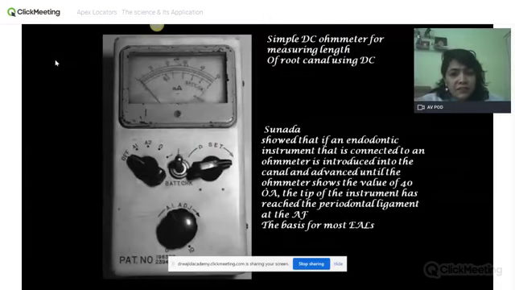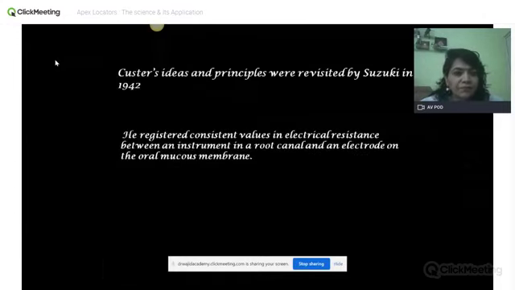Sonada demonstrated this with a simple DC ohmmeter for measuring the length of a root canal using the direct current. He showed that if an endodontic instrument that is connected to an ohmmeter is introduced into the canal and advanced until the ohmmeter shows a value of 40 milliamperes, the tip of the instrument has reached the periodontal ligament at the apical foramen. Friends, this is the basis for most of the electronic Apex locators being used today.